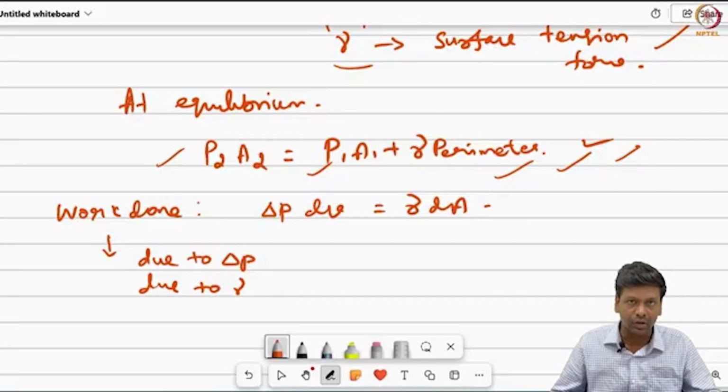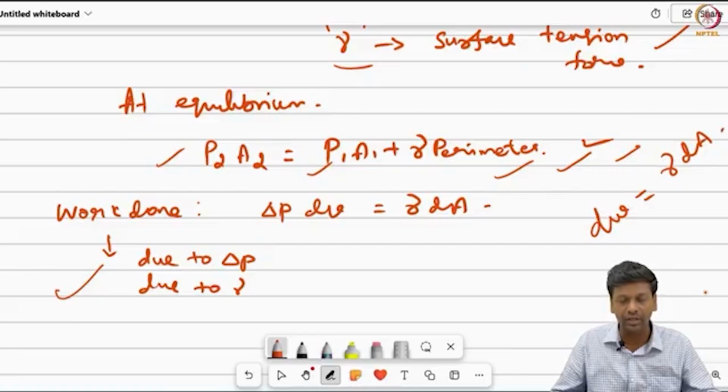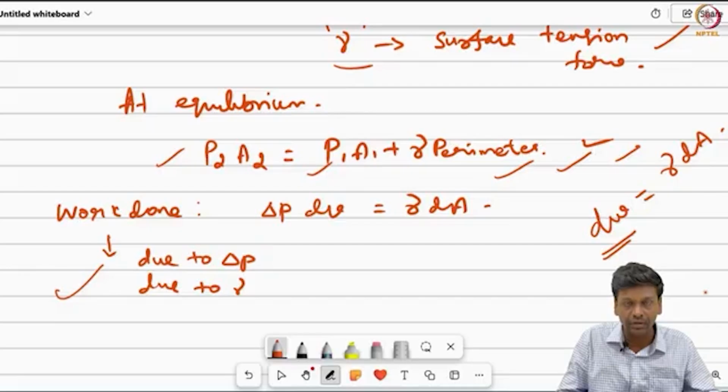Apart from that, you also have to consider the pressure force that is acting from both sides. So it could be pressure work done on the system as well as work done by the system. In such a scenario, you will have work done due to delta P and work done due to gamma. So we know simply the work done is nothing but gamma dA, okay? And this work done can also be expressed in terms of the change in pressure and change in volume, which is nothing but delta P into dV.